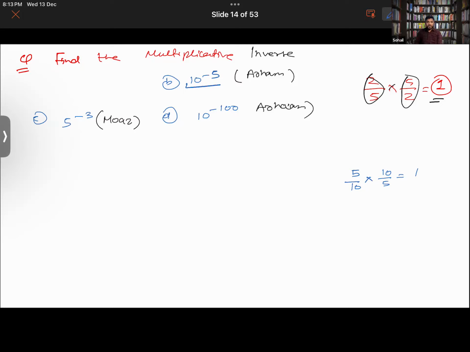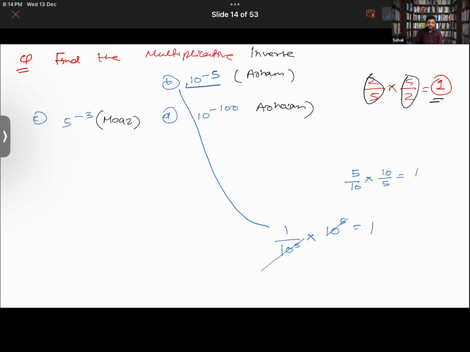Look here. First, differentiate. What is this? 5 is not our numerator here. Yes, sir. This is the exponent now. So 10 raised to the exponent minus 5 would be 1 upon 10 raised to the power 5. So this converts into this. Now I need to multiply it with such a number that I get 1. So if I multiply it with 10 raised to the exponent 5, both cancel and 1 is the remaining value.